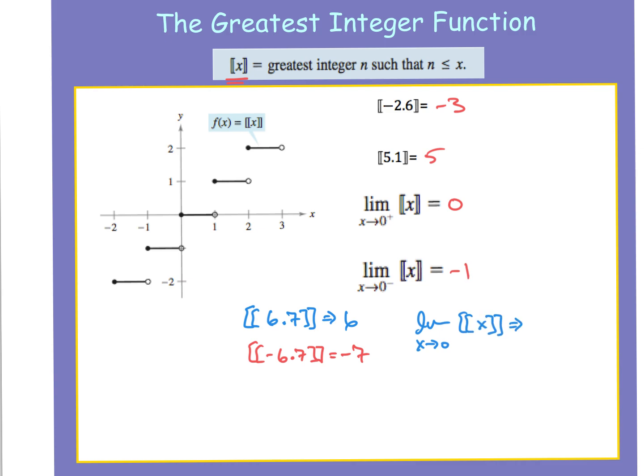Now if I have the limit as x approaches 0 of the greatest integer of x, what would that be? Negative 1? It doesn't exist. What's a limit, guys? You approach from both sides. When I approached from the right, it became 0. If I approached from the left, it became negative 1. So if I take the limit as x approaches 0, what is it? It doesn't exist. Now tell me why. It's a jump discontinuity. That was good.